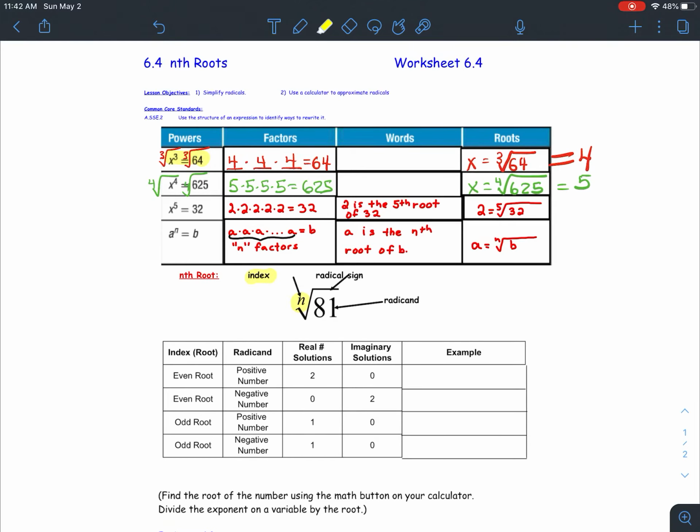Let me have you fill in an example over here. So we want to make sure that our root is even. So we're going to do the square root. Now, technically speaking, if you're doing a square root, you don't have to show the 2 here. It's assumed that that would be a 2. And I'm going to make sure that our radicand, this is the number underneath the radical, is going to be a negative number. Remember, that's when it results in those i's here.